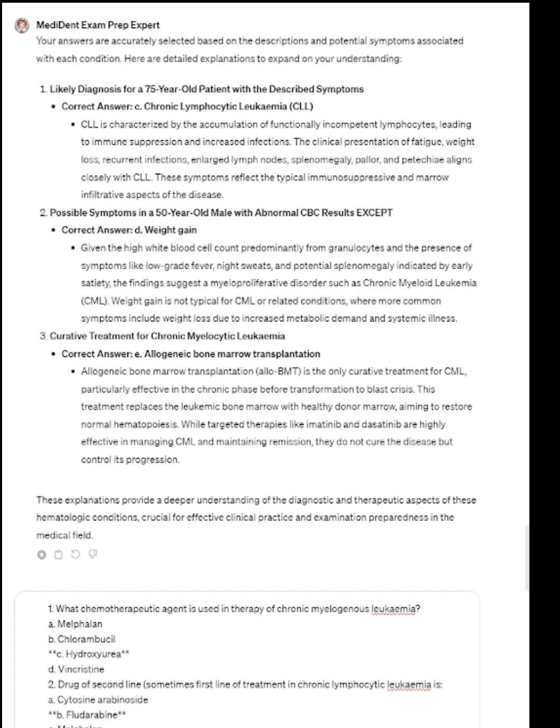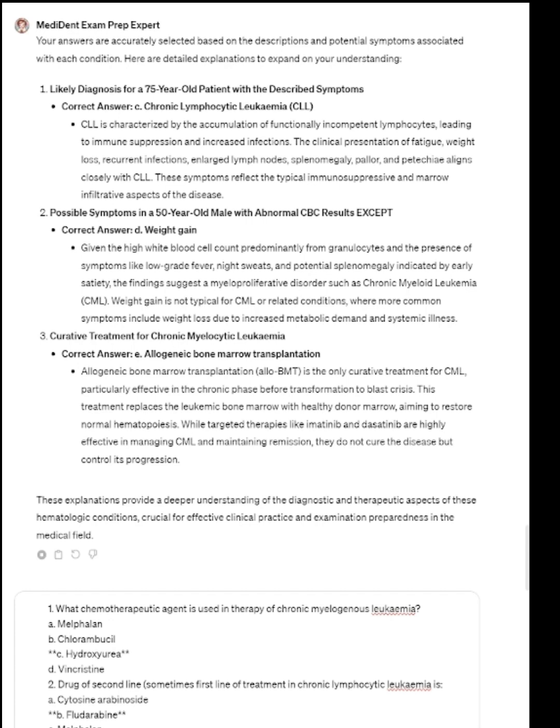3. Curative treatment for chronic myelocytic leukemia. Correct answer, E. Allogeneic bone marrow transplantation. Allogeneic bone marrow transplantation, allo-BMT, is the only curative treatment for CML, particularly effective in the chronic phase before transformation to blast crisis. This treatment replaces the leukemic bone marrow with healthy donor marrow, aiming to restore normal hematopoiesis.